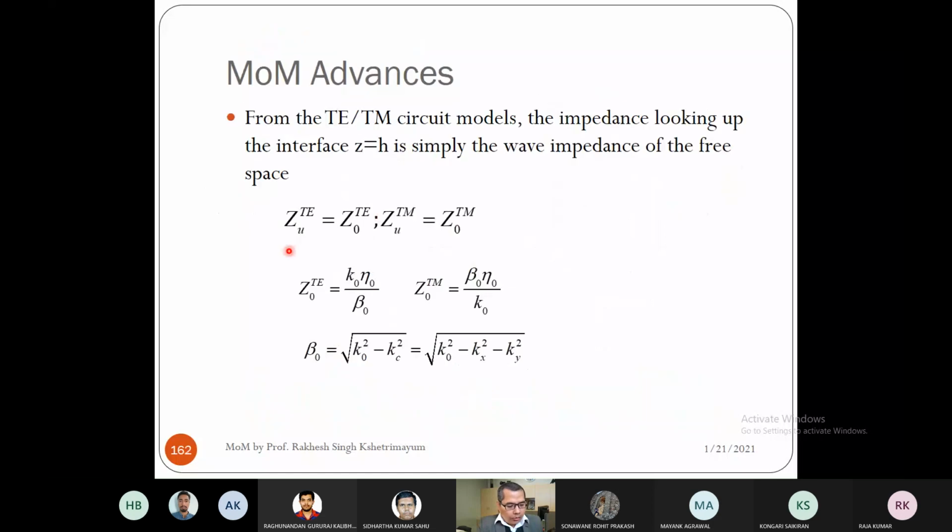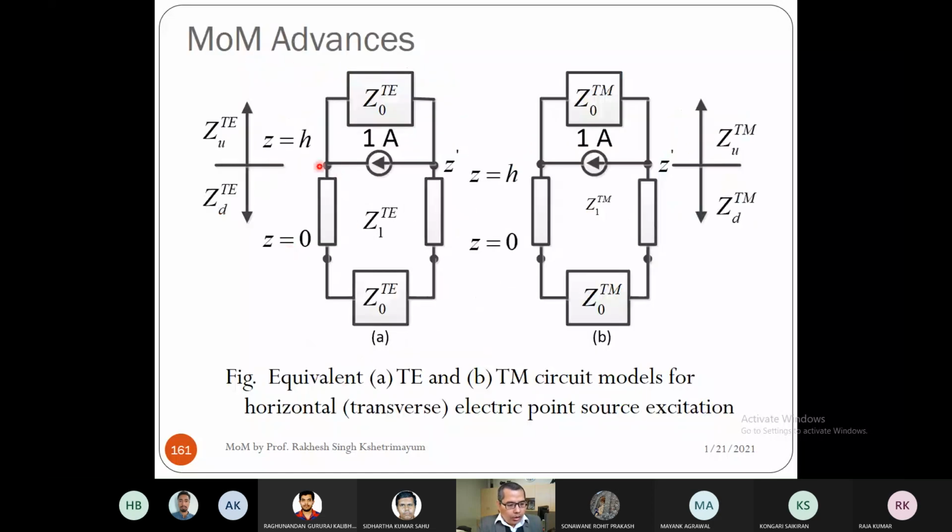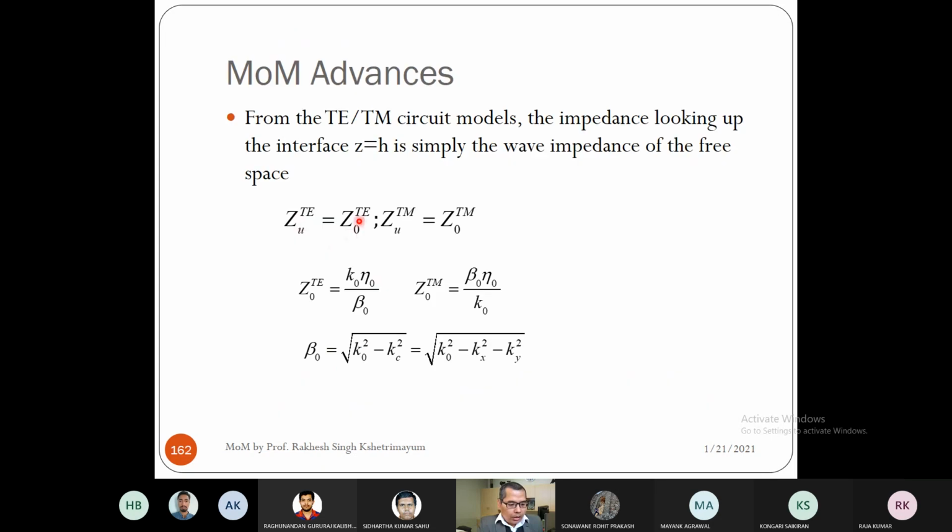So when I look up from here, at Z is equal to H, what do I see? I just see an impedance of Z naught T. Similarly, when I look up here, what is the impedance? I just see an impedance of Z naught Tm. So Z up T is Z naught T and Z up Tm is Z naught Tm.